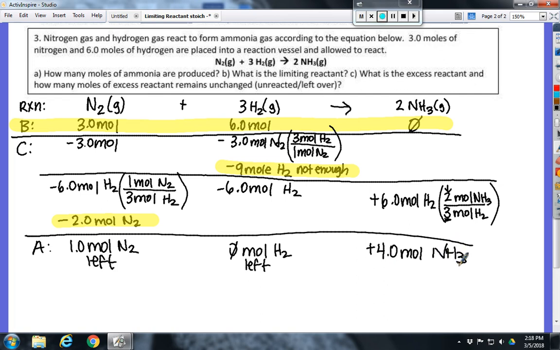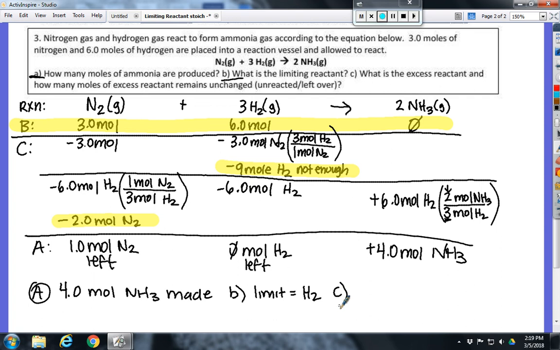So the questions here, A, how many moles of ammonia were made? So let's answer that. A, I made 4 moles of ammonia. And then the second question was, what was your limiting reactant? So boys and girls, with the limiting reactant, that was the one that was used up first. So my limiting reactant was hydrogen. And question C was, what is my excess and how much? And I had 1 mole of nitrogen excess.